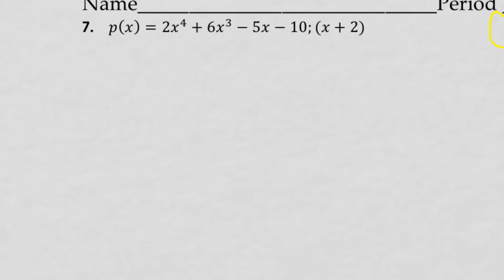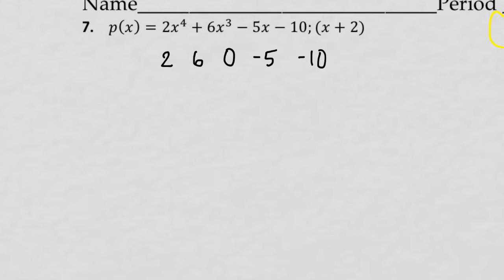So number 7. This is the polynomial, and this is the binomial that they're asking us to check. We're going to check using synthetic division. Okay, so I'm going to take this and set it up for synthetic division. Make sure you check for zeros for the missing terms. So this one, for example, is going to look like this. It's going to be 2, 6, 0, -5, and -10.